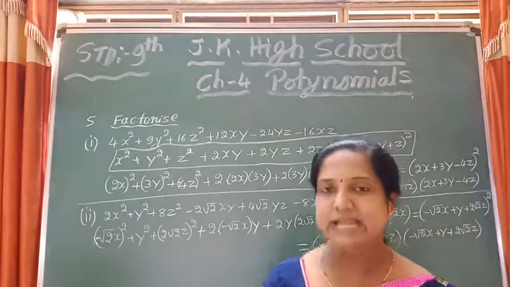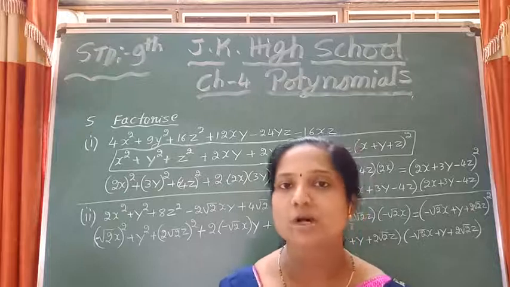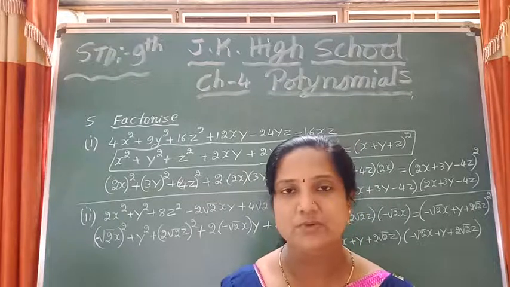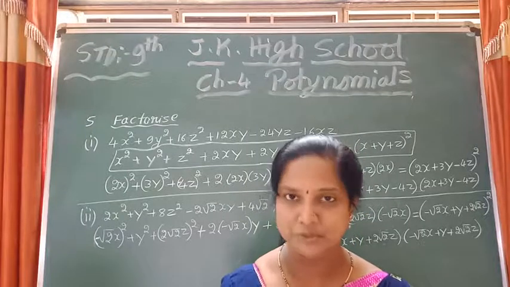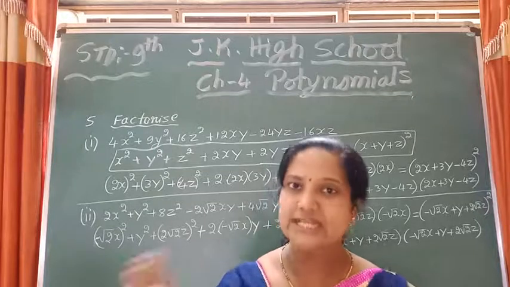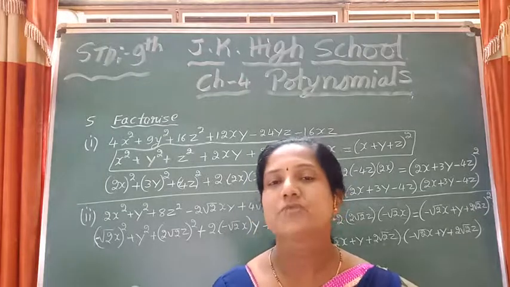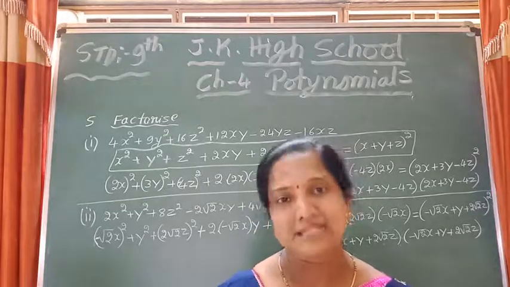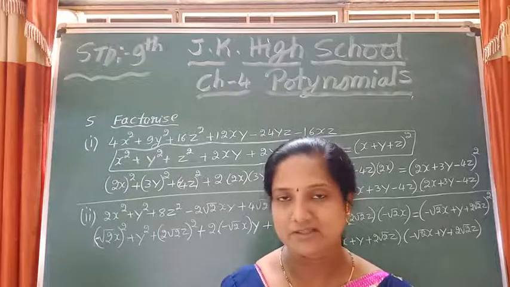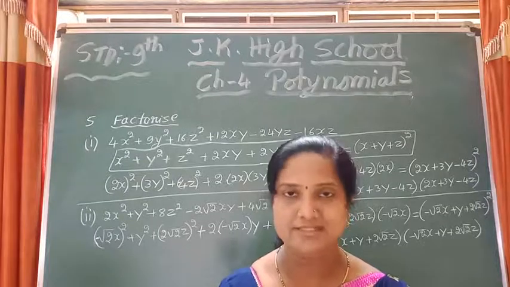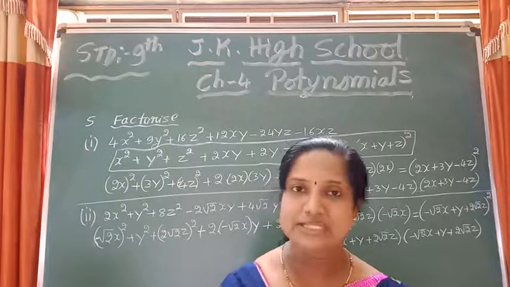That identity is (x + y + z)² = x² + y² + z² + 2xy + 2yz + 2zx. Here they have interchanged the LHS and RHS: they gave the RHS pattern as the question, so we have to write the LHS as the answer. Those two are the factors. We have to find the factors in this manner by using this identity.